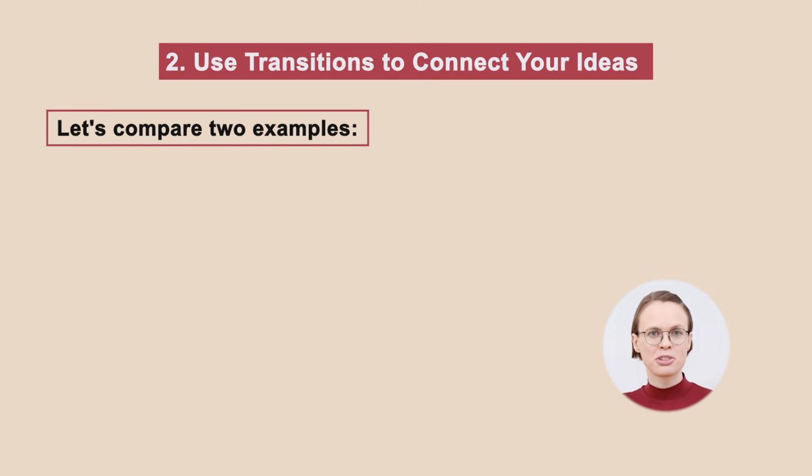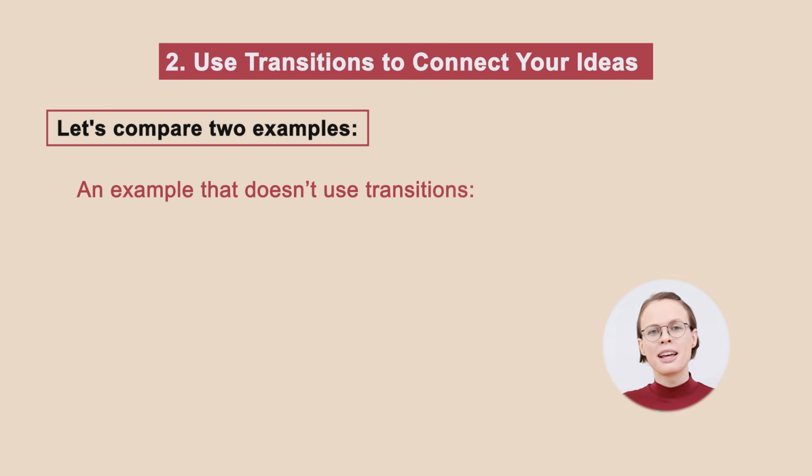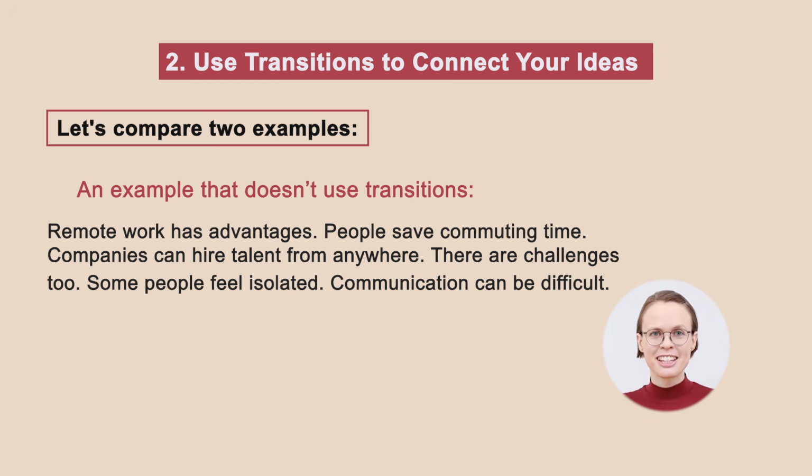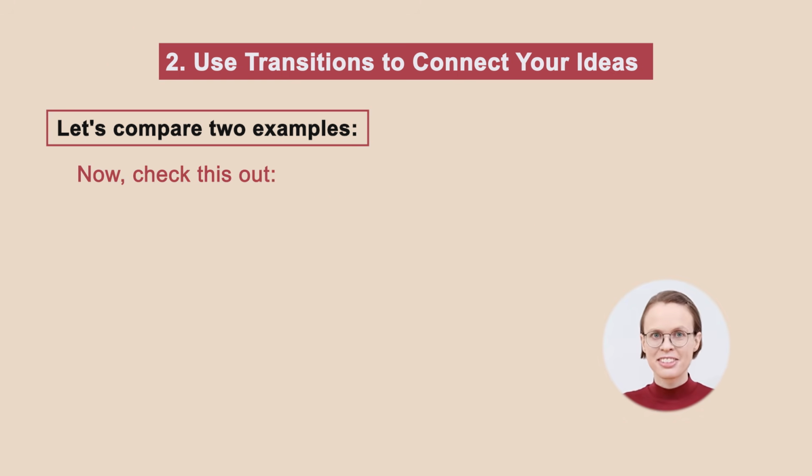Let's compare 2 examples. Here is an example that doesn't use transitions. Remote work has advantages. People save commuting time. Companies can hire talent from anywhere. There are challenges too. Some people feel isolated. Communication can be difficult.